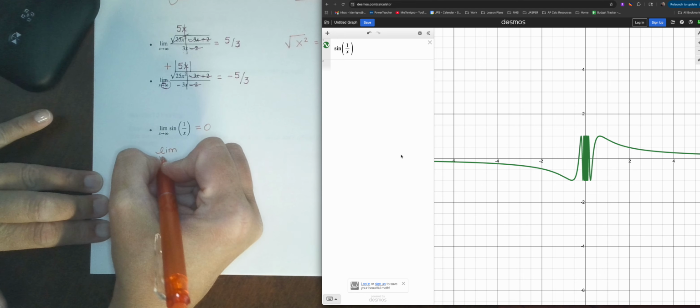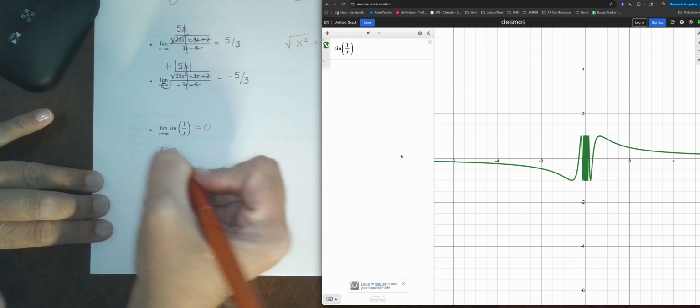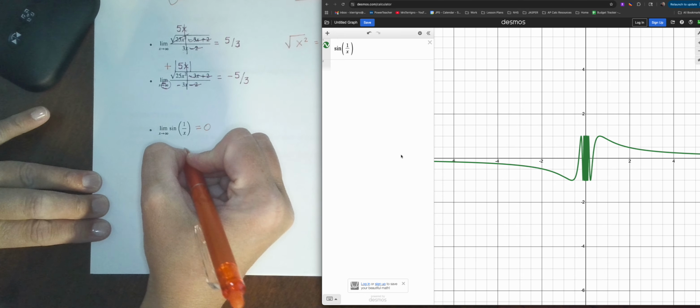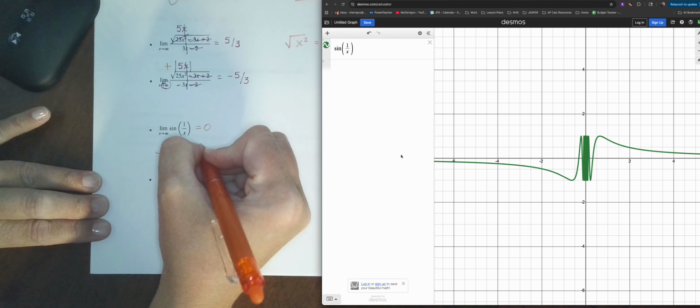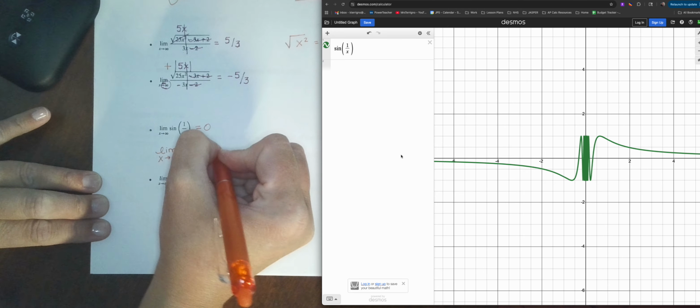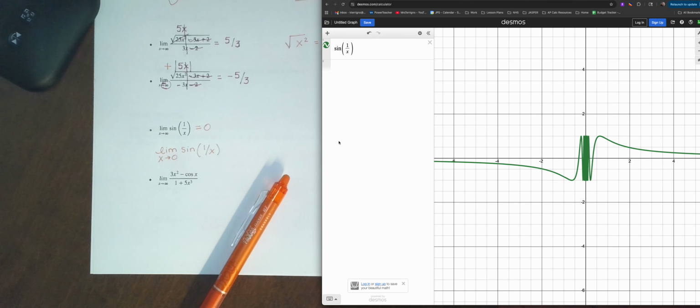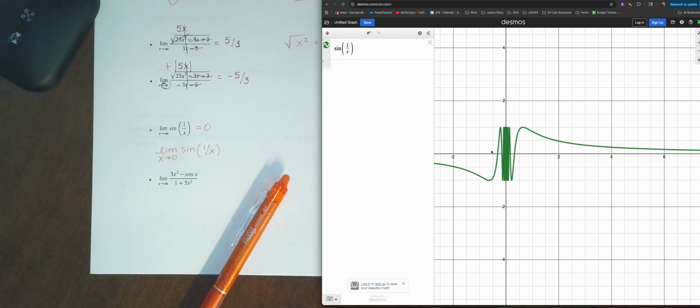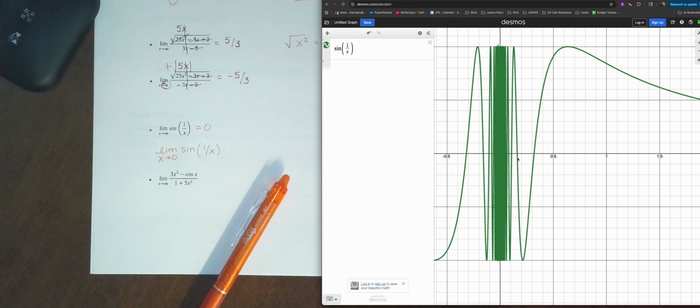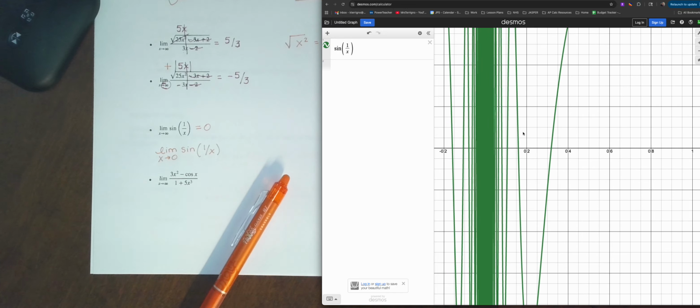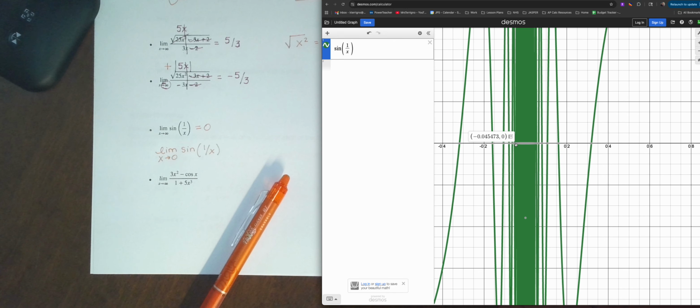I think the question I actually meant to ask you here is, what does this function do as we approach 0? So same function, sine of 1 over x. Okay, so take a look at the middle of this graph here. As you're approaching 0, this thing just keeps bouncing.